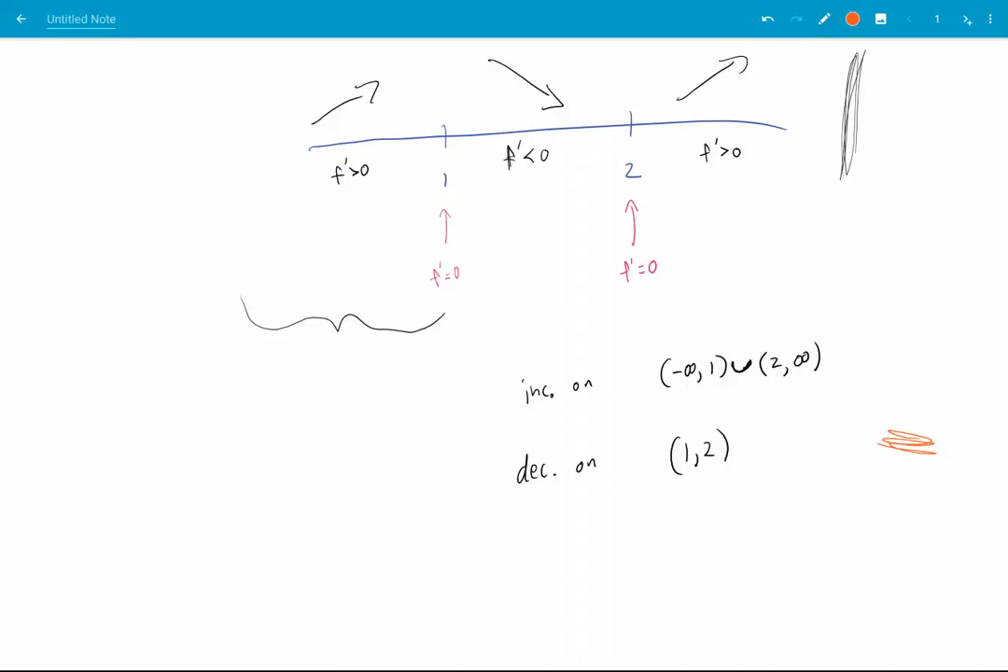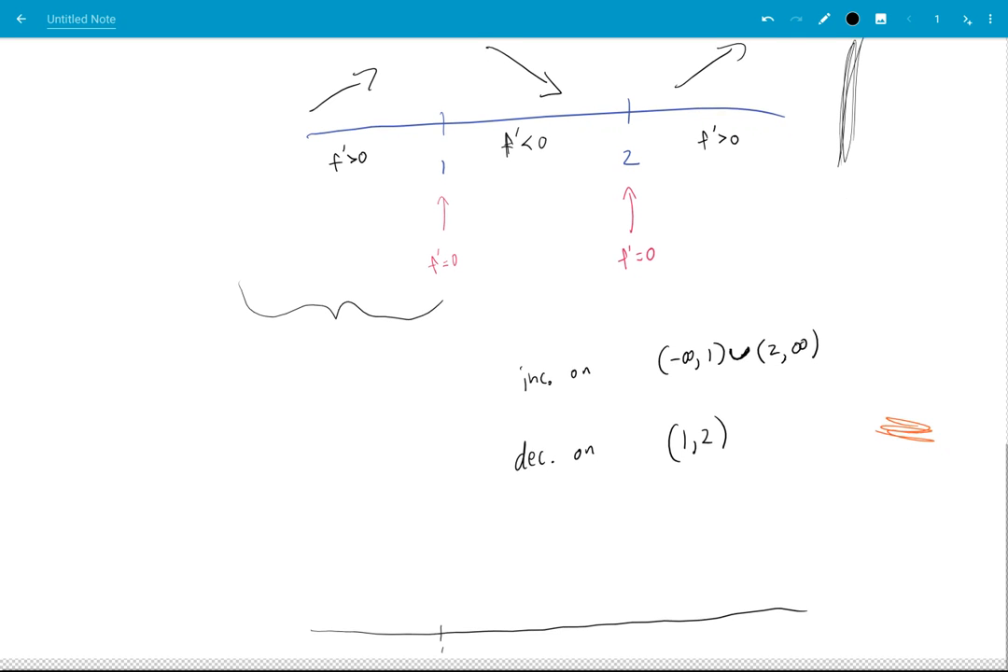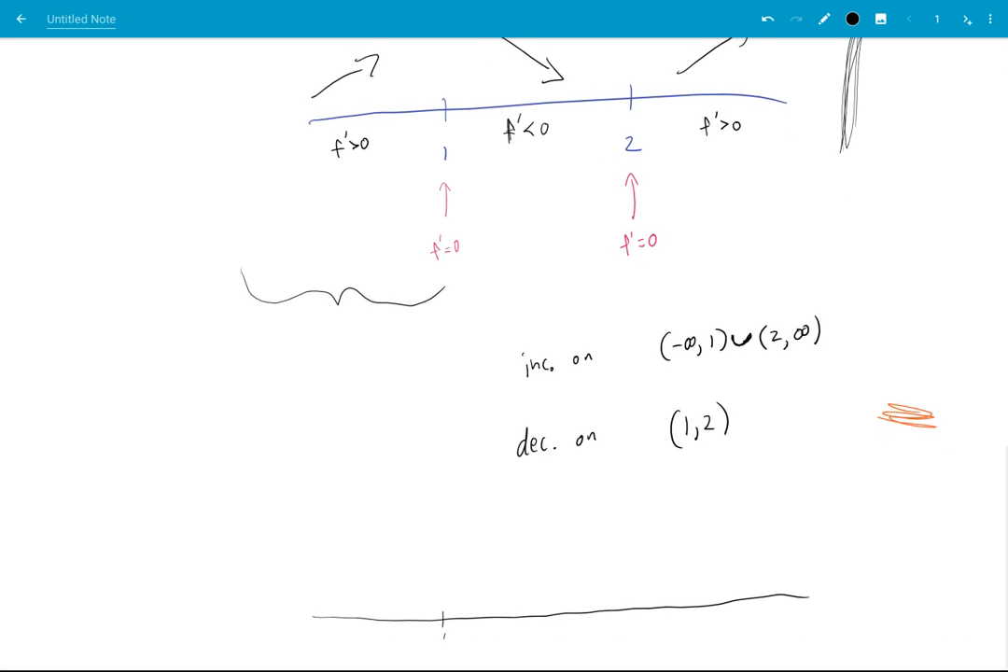Okay, let's look at this example a little bit more. So my function is, if I look at this function, what can I say about it? Well, I got one. Zoom up a little bit. Come up a little bit. And then I got two.